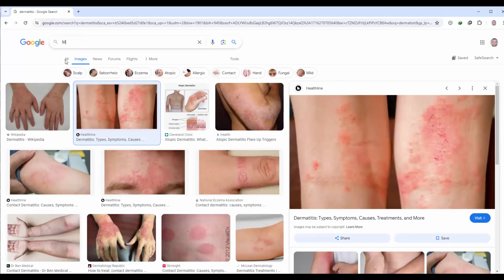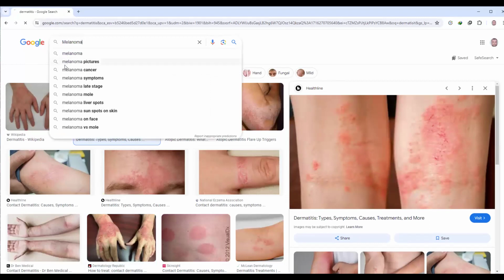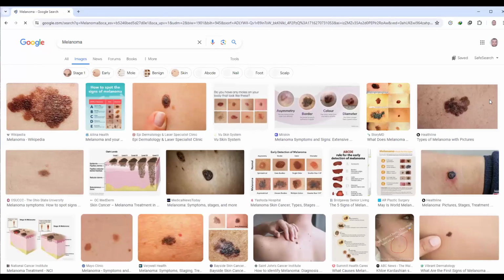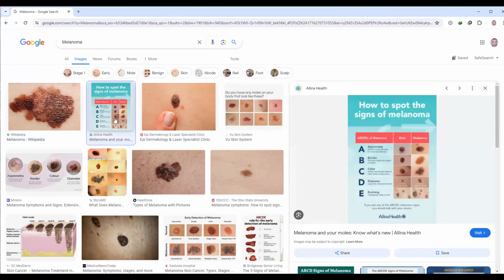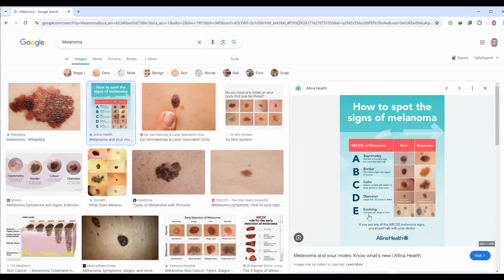How about melanoma? This is an example of melanoma, irregular borders and so on, and we will be talking about that when we are screening for skin disorders later on. For melanoma there is what's called A, B, C, D, E: A, asymmetry; B, borders; color; diameter; and evolving. We might be talking later on about that.